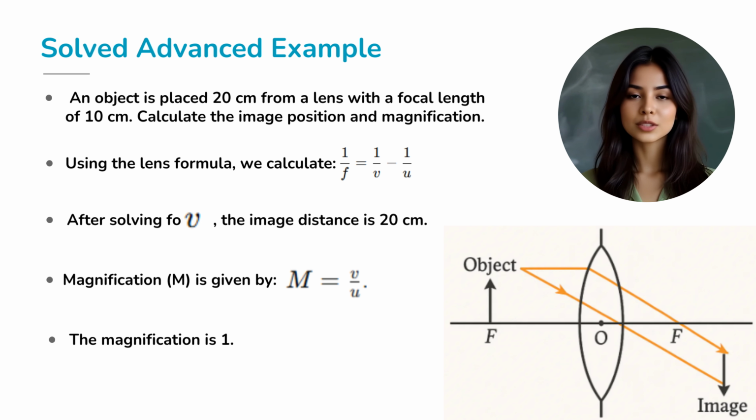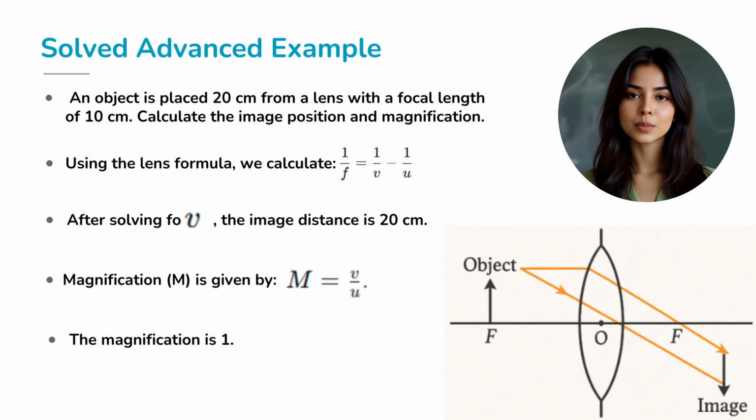We start with the lens formula: 1 divided by f equals 1 divided by v minus 1 divided by u, where f is the focal length of the lens, v is the image distance, u is the object distance. Here, f equals 10 centimeters and the object distance u equals negative 20 centimeters. So, we need to solve for v, the image distance. Now, after plugging in the values and solving for v, we find that the image distance is 20 centimeters. Look at that. We've solved for it.